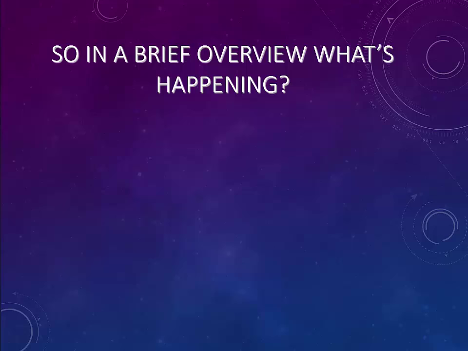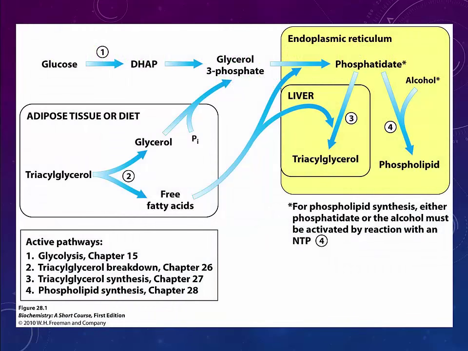So, in a brief overview, what is happening? We've already seen some of this. As we saw, triacylglycerols will get mobilized from adipose tissue or from diet. Lipases will release free fatty acids that then travel to mitochondria and are broken down through beta oxidation to acetyl-CoA. On the other hand, the glycerol molecule itself can be converted to glycerol 3-phosphate, and we'll talk about that a little bit later on, and that's a part of glycolysis.